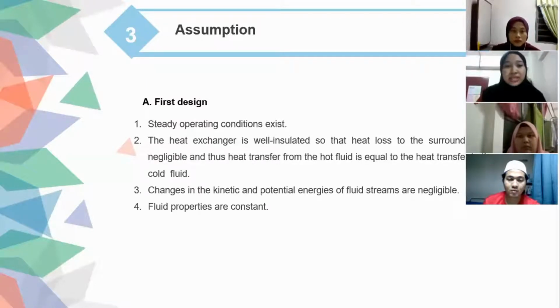For the first design, we make some assumptions. The first is a steady operating condition. The second assumption is the heat exchanger is well insulated so that the heat loss to the surroundings is negligible, and thus heat transfer from the hot fluid is equal to the heat transfer to the cold fluid. The third assumption is changes in the kinetic and potential energies of fluid streams are negligible. And the last assumption is fluid properties are constant.